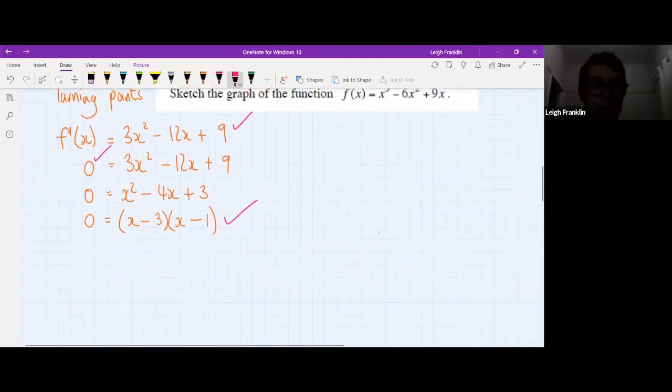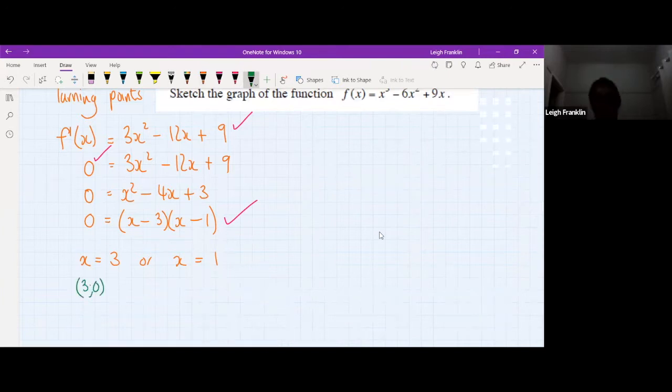All right, and now we're getting an answer we expected. Remember, we said we knew that x was going to be equal to 3. Or our other turning point is where x is equal to 1. We know that 3 is a turning point and an x-intercept, so there's no point in us working out what f of 3 is, because we know that f of 3 is 0. Right, but we do need to work out what f of 1 is.